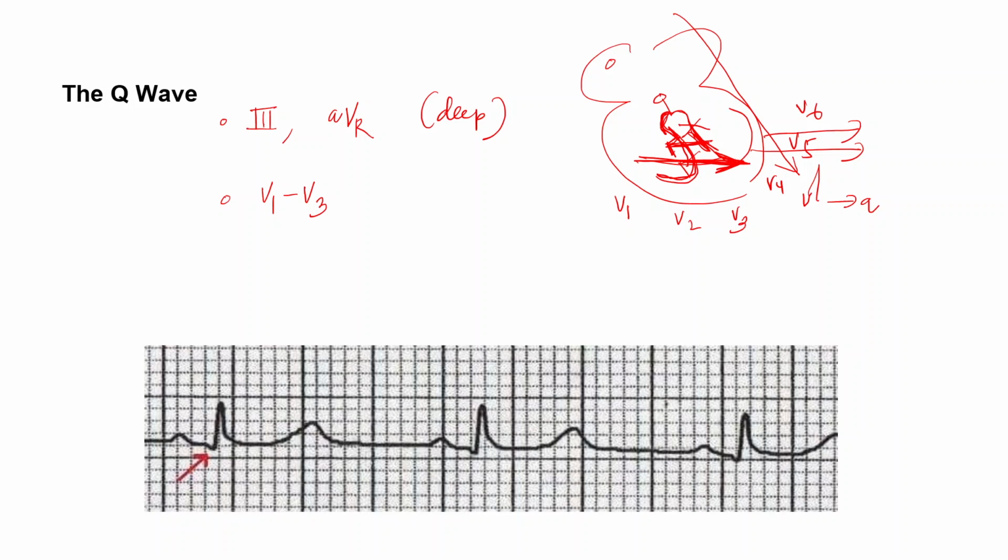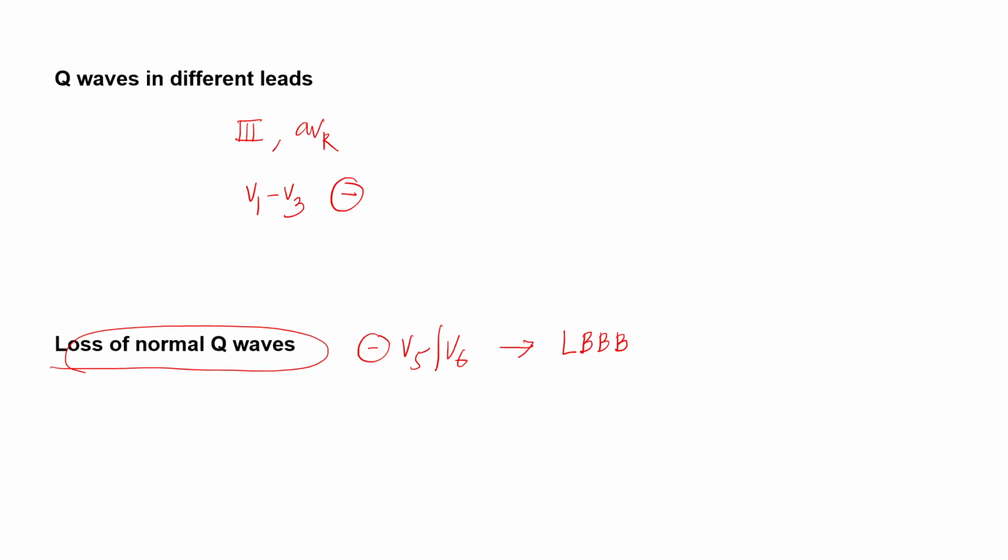Anyway, I'll be telling more on this when I teach the bundle branch blocks. So just remember as of now that if the Q waves are absent in V5 and V6, that suggests it is a left bundle branch block.